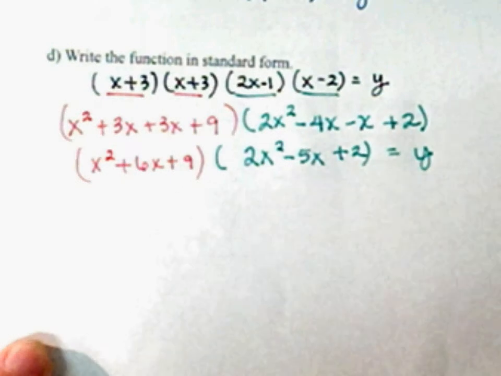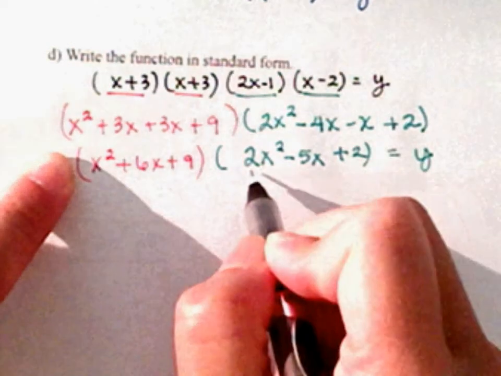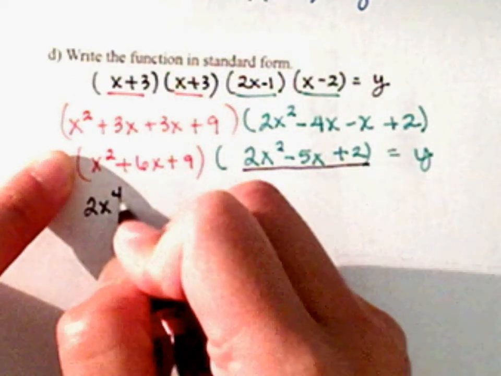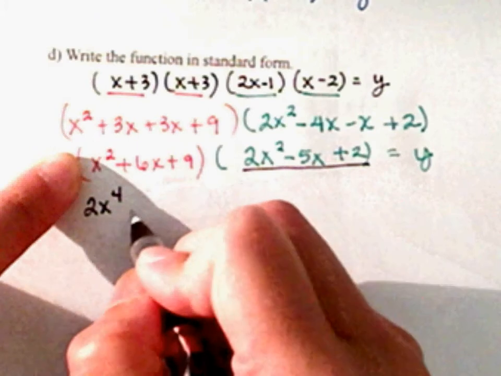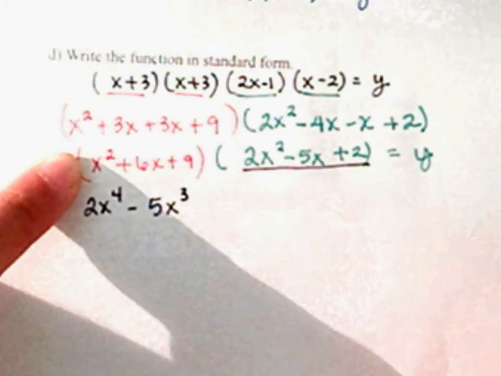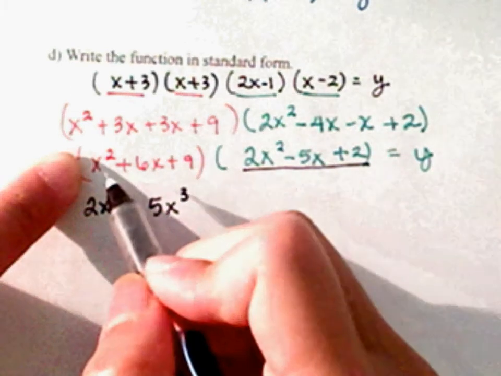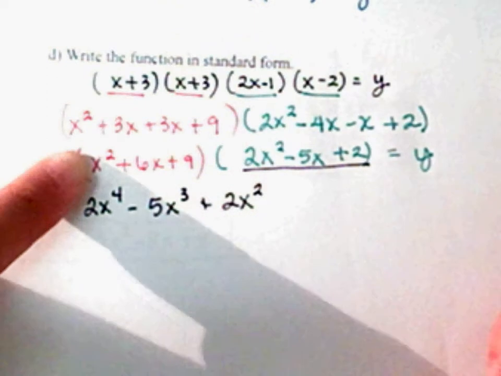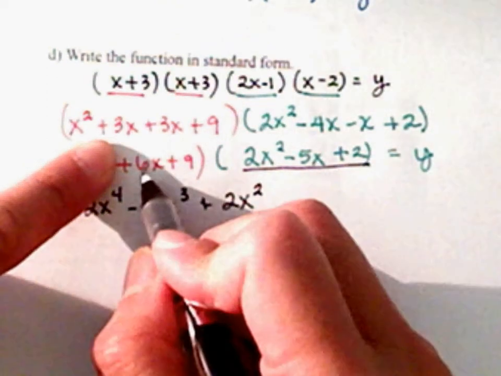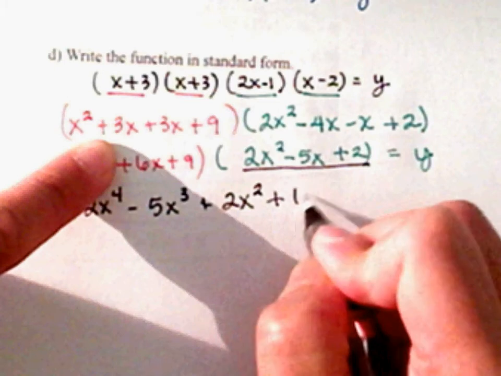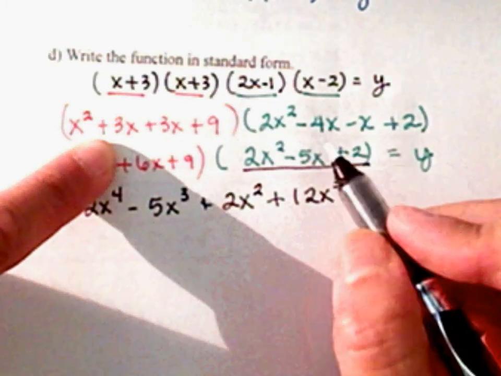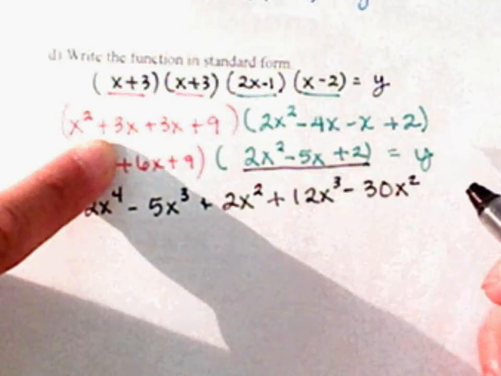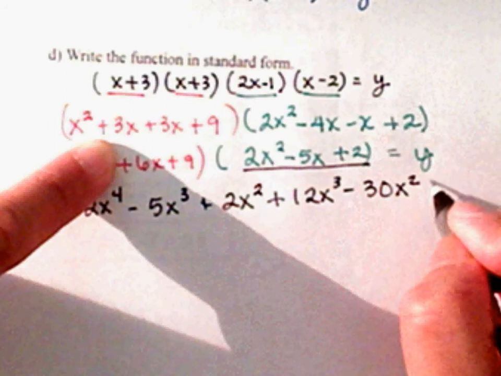Now I'm going to take each one of these and I'm going to multiply it times all of that. So x squared times 2x squared is 2x to the 4th. X squared times negative 5x is negative 5x to the 3rd. Add your exponents when you're multiplying. X squared times 2 is positive 2x squared. Now I'm going to take the next term, 6x. 6x times 2x squared is positive 12x to the 3rd. 6x times negative 5x is negative 30x squared. 6x times 2 is positive 12x.